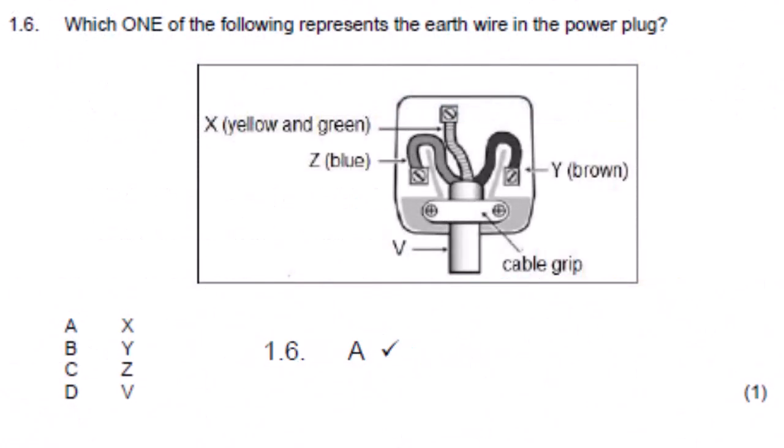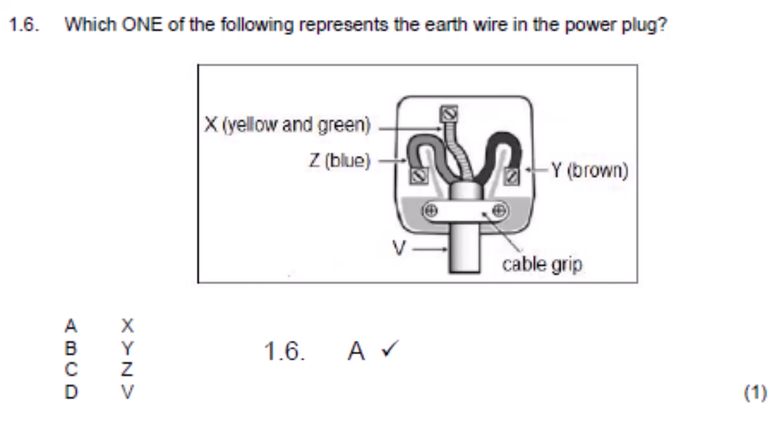Right, back to some quick multiple choice questions on circuit components and safety. Q1.6 shows a diagram of a standard 3-pin plug and asks you to identify the earth wire. Yeah, you need to recognize this. The earth wire is usually connected to the longest pin, often at the top. In diagrams, it might be labeled X or A, or sometimes shown with green and yellow stripes.